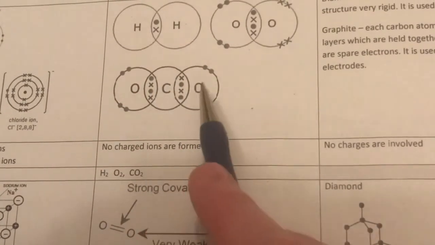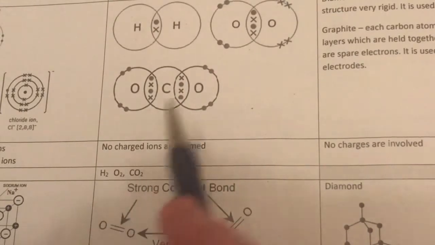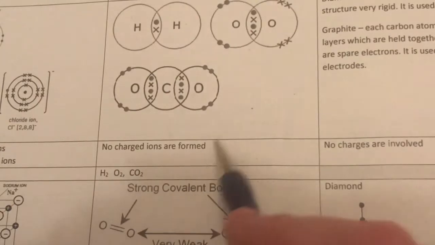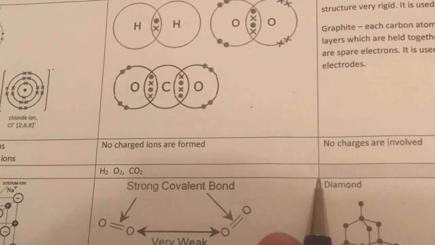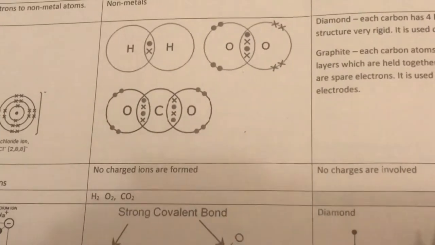Make sure you know methane and hydrogen chloride, and what else is in there? We've got water on there as well, and just check to make sure you can draw all of those. All these materials are non-metals, so covalent bonds are formed between non-metals.